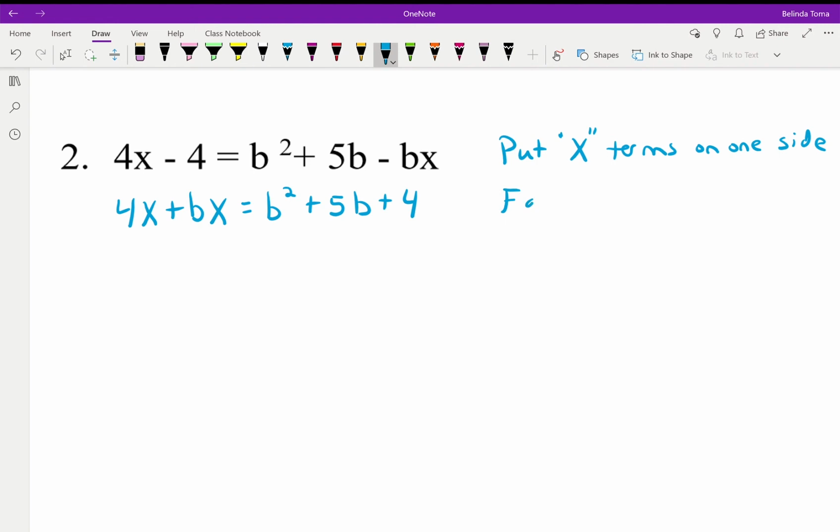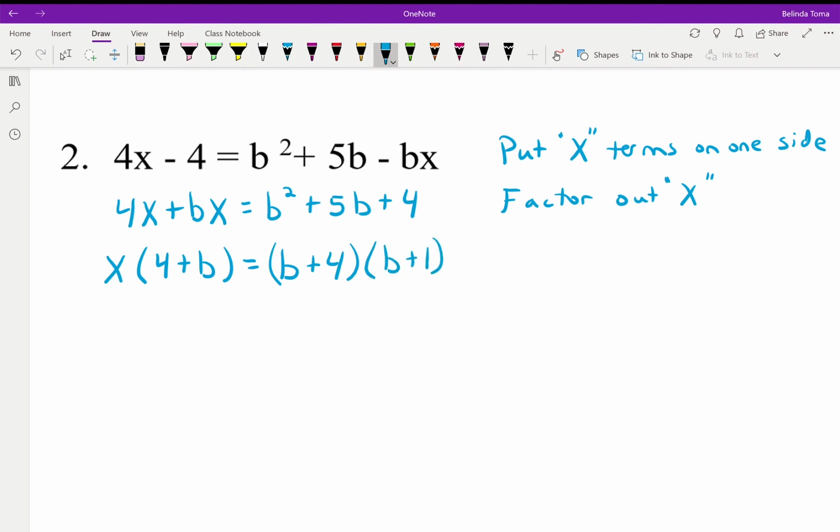Then we can go ahead and factor out the x. That's going to allow us to isolate, or get the variable by itself, the one that we're solving for. On the right-hand side, I'm going to put it in factored form because I know I'm not going to be able to cancel anything unless I'm in factored form. So factors that multiply to 4 and add to 5 would be 4 and 1, so we can factor that pretty easily. And now we're going to divide both sides by 4 plus b.